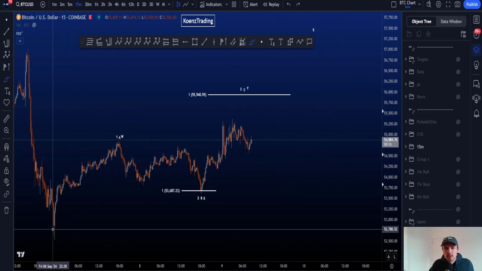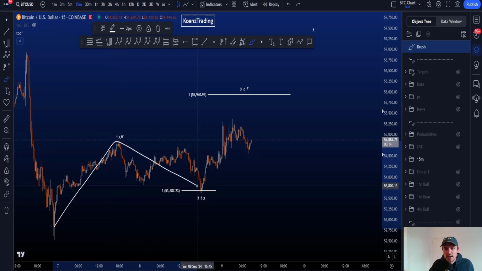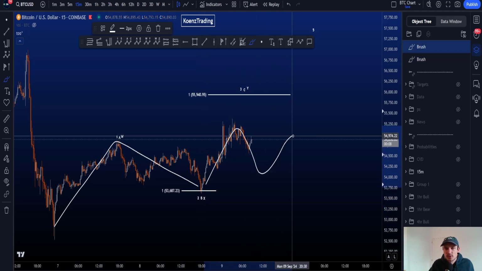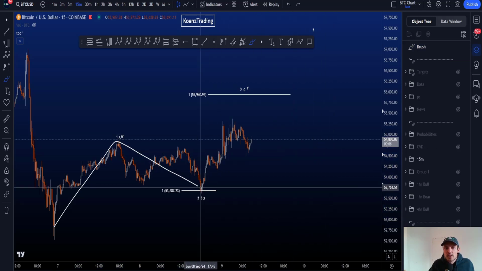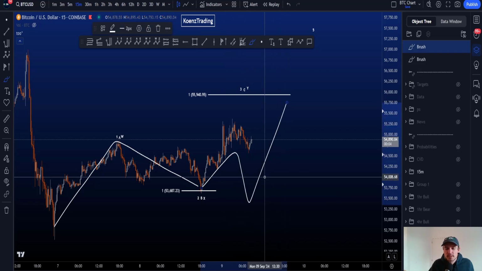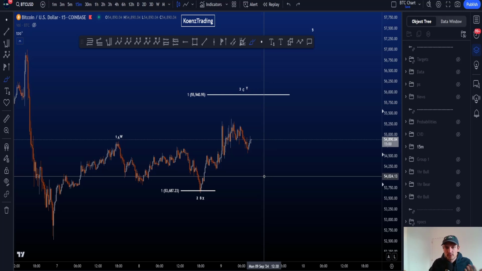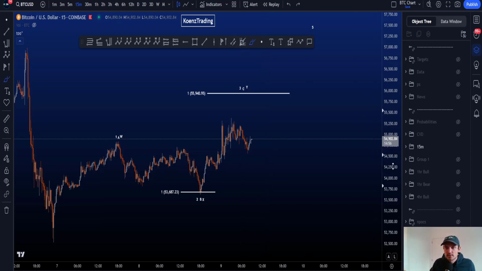In a sideways WXY, W zigzag X, you want a flat in a wave Y or a triangle in a wave Y. Well, a triangle is too early to call, A, B, C, D, E, right? But a flat structure, A, B, C, you still take out the high most likely. So based on the 50-minute analysis, preferably, we still take out that high.